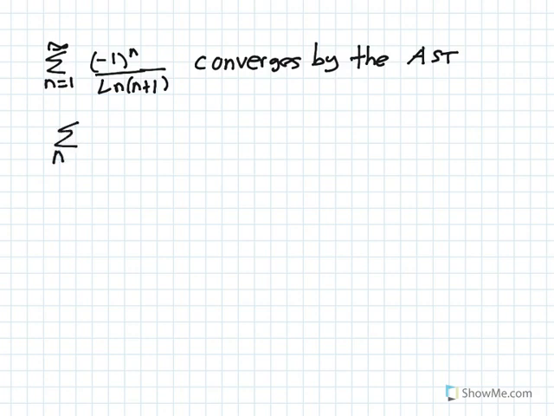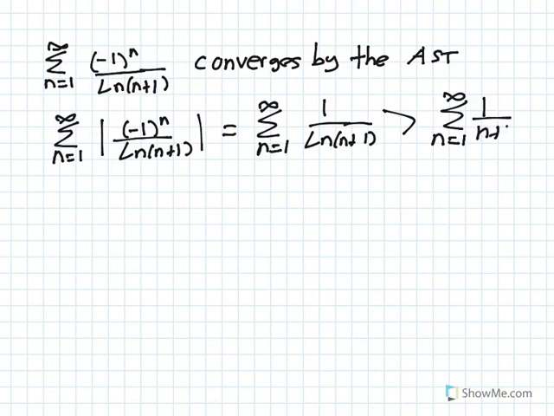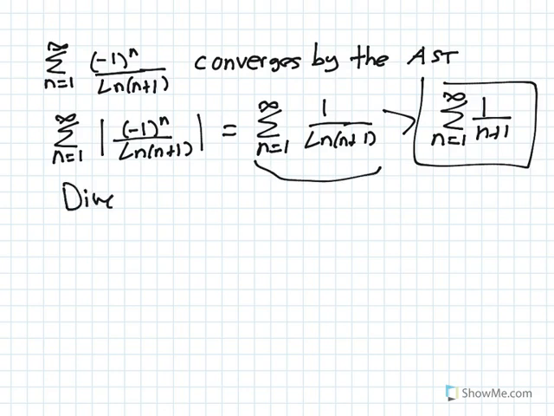When we took the absolute value of this series, the absolute value of minus 1 to the power of n, divided by log of n plus 1, we got the summation n equals 1 to infinity. The absolute value gets rid of the negative signs, 1 over log of n plus 1. And we showed that this is larger than the summation n equals 1 to infinity, 1 over n plus 1. And since that diverges by the basic comparison test, this series also diverges. So it diverges by the absolute test, but it converges by the alternating series test. That means it is conditionally convergent.